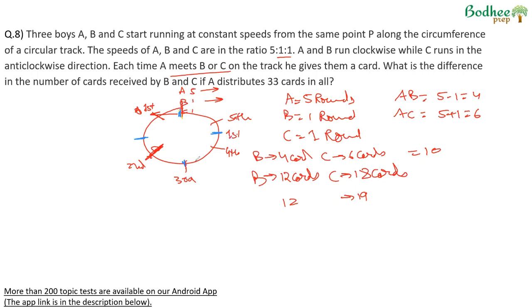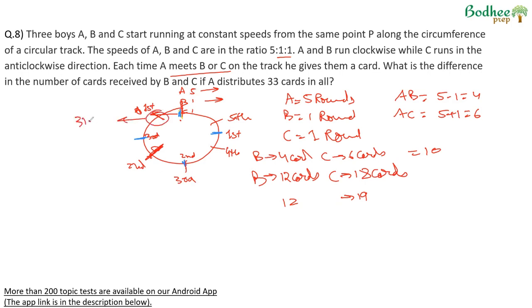If we look at B, B is going in the same direction. So the first meeting happens here. The second meeting for AB happens here. The third happens here, and the fourth at the starting point. Now, when ABC are all at the starting point, the first meeting that will happen for A and C will be at this point.